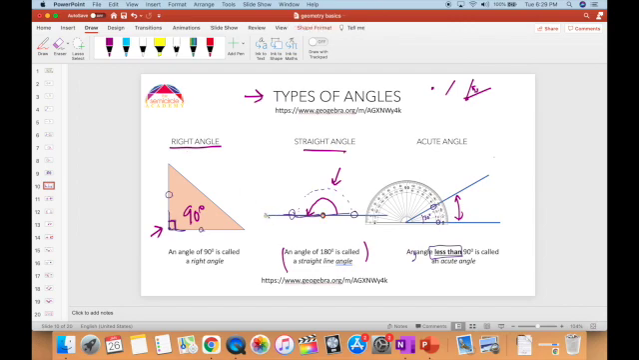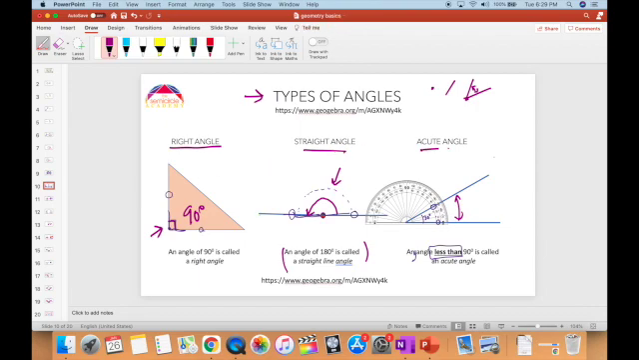So that is when you extend the angle all the way to a straight line. That is 180 degrees. It's called a straight angle. So when the CSEC question asks you, hey, what is a straight angle? You are supposed to know what a straight angle is. So we have a right angle, a straight angle.